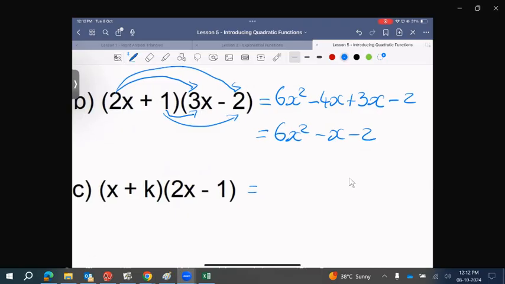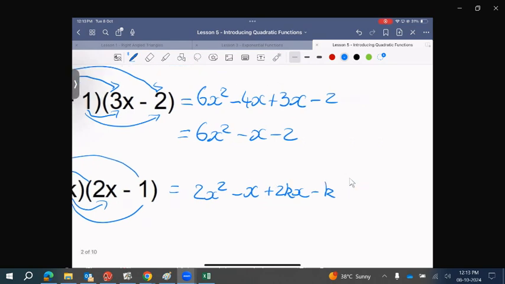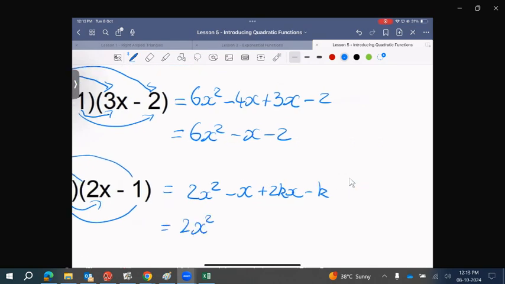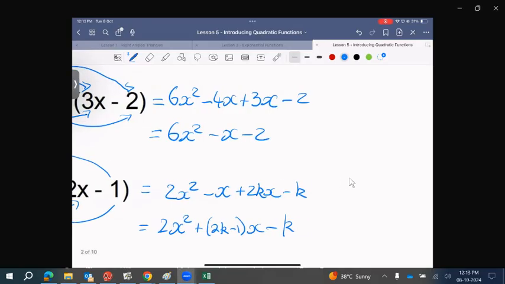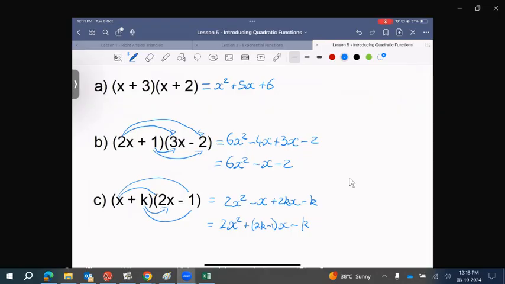What do we get for this last one? We're going to get 2x squared. And then what? No, 2x squared. We can simplify this one a little bit to 2x squared plus 2k minus 1 x minus k, if we wish. This type of factorization isn't necessarily required on this course. At best, you'll be asked to expand the bracket and then maybe differentiate it next year, and that would be enough.